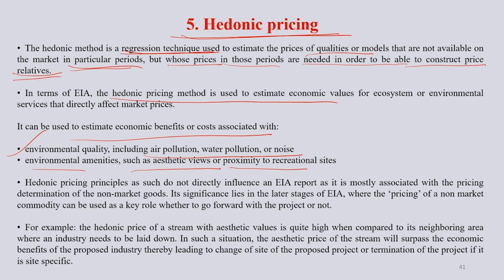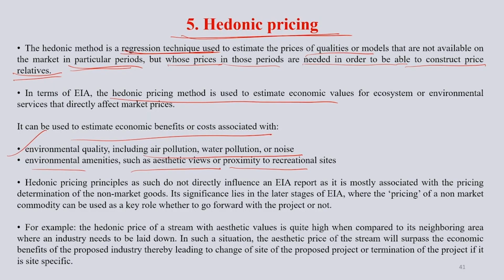Hedonic pricing principle as such does not directly influence the EIA report. Why? Because it is mostly associated with the pricing determination of non-market goods. Potato and onion are market goods, but a beautiful pasture, a good rainfall, a nice meadow or a nice jungle path or track are not rightly market available goods. They are rather non-market goods. Now, hedonic prices help to evaluate the value of those non-marketable goods in an EIA exercise.